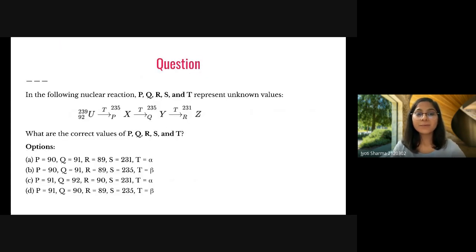This is a very simple question, and I think you people should give me the answer for this. You have four reactions, and P, Q, R, S, and T represent unknown values. You have to tell me the values for P, Q, R, S, and T. So option A, B, C, or D. I think you can give me the answer for this.